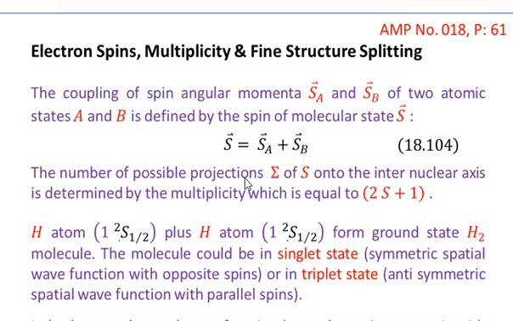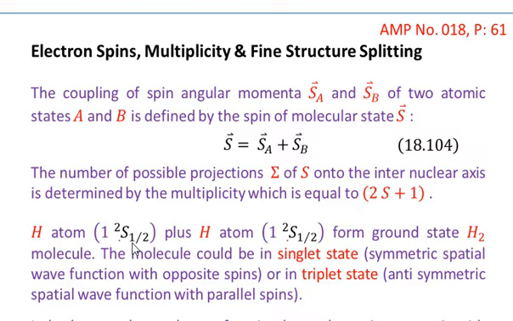The number of possible projections of the spin angular momentum are called sigma projections. These are not molecular states. So these are sigma projections. The number of possible projections sigma of S onto the internuclear axis is determined by the multiplicity, which is equal to 2S plus 1. In the previous pages, I have also shown how many projections of sigma will be possible. This is according to 2S plus 1.